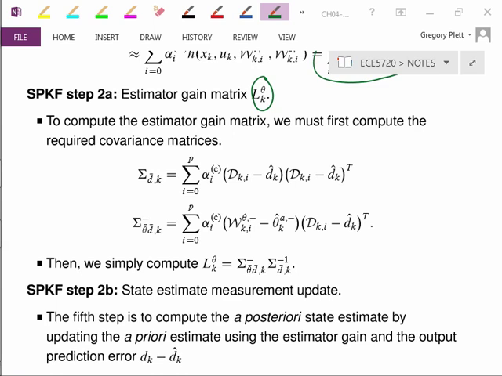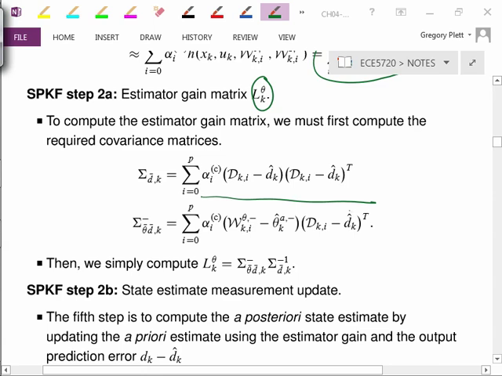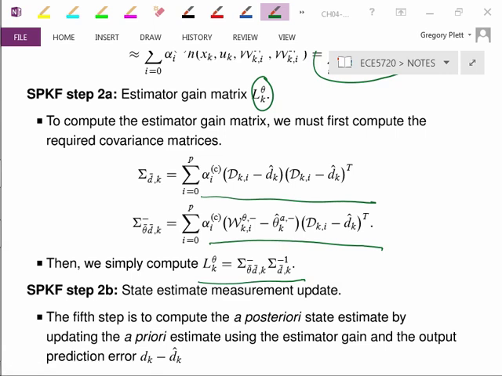We have to compute the autocovariance of the output. We do that exactly as we did before. The cross covariance between the parameters and the output, we do that exactly the same as before, and then we compute this gain as the first matrix times the inverse of the second matrix. So there's really no change in the process. We just use the d variable and the W variable this time as opposed to the x and the y variable, which is what we would have done in a state filter.